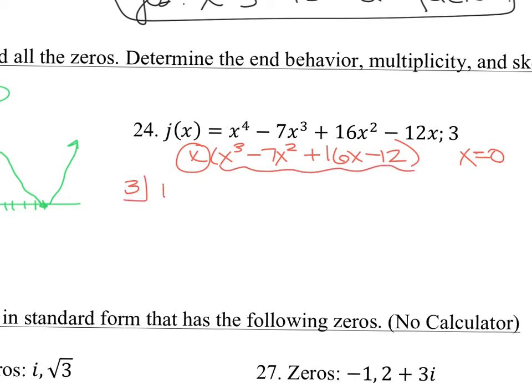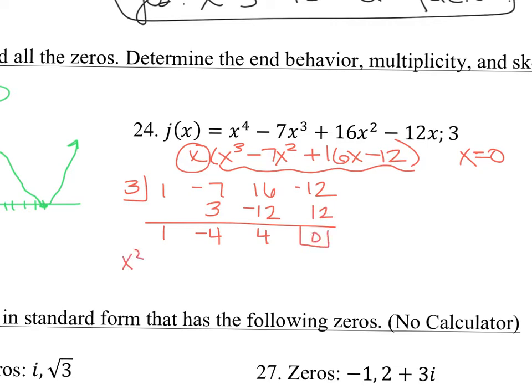Degree of 3's coefficient is 1, degree of 2's coefficient is negative 7, degree of 1's coefficient is 16, and degree of 0's number is negative 12. So bring down the 1. 3 times 1 is 3. Add them up. Negative 7 plus 3 is negative 4. So now I'm going to do 3 times negative 4 is negative 12. Add it up, I get 4. 3 times 4 is 12. Add it up, I get 0.